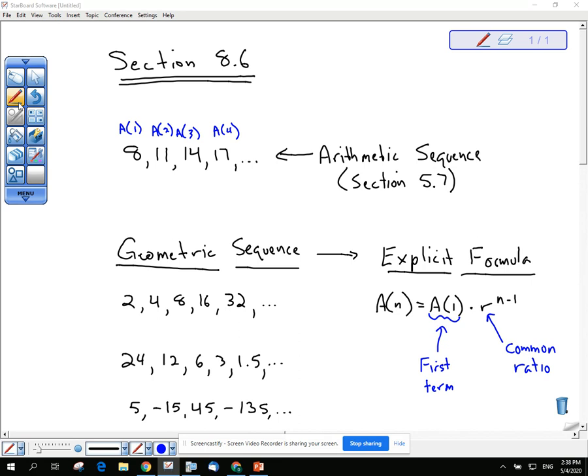8, 11, 14, 17 is an arithmetic sequence because it's going up by threes. To get from 8 to 11, you add 3. To get from 11 to 14, you also add 3. And to get from 14 to 17, you add 3. This is called a common difference.